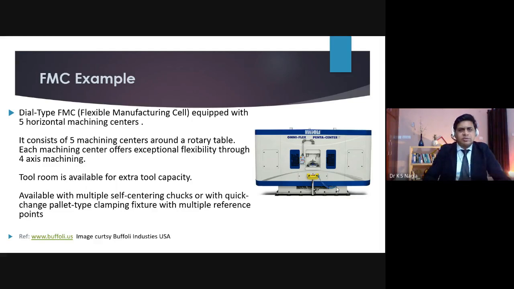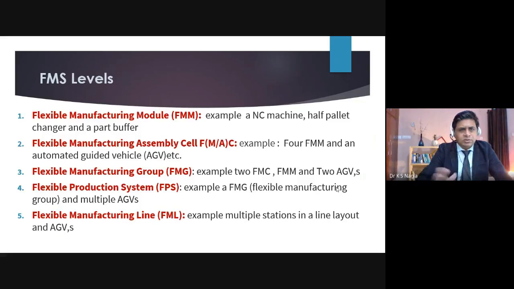So this system is quite flexible due to the rotary mechanism, and there is no need to change the job part again and again. It is automatically transported from one table to another table, moving the different parts. So there are different levels with the flexible manufacturing system.